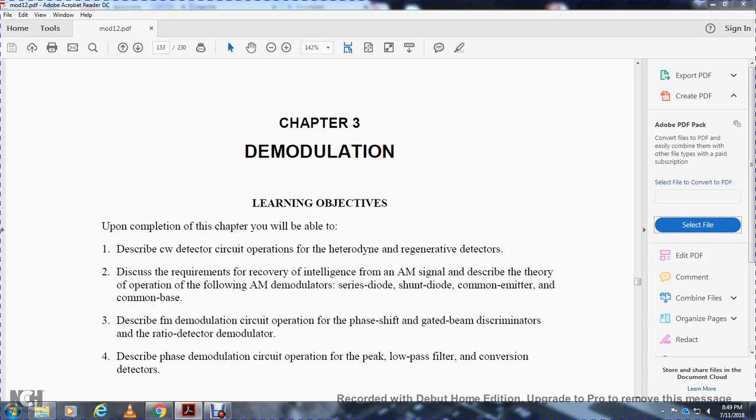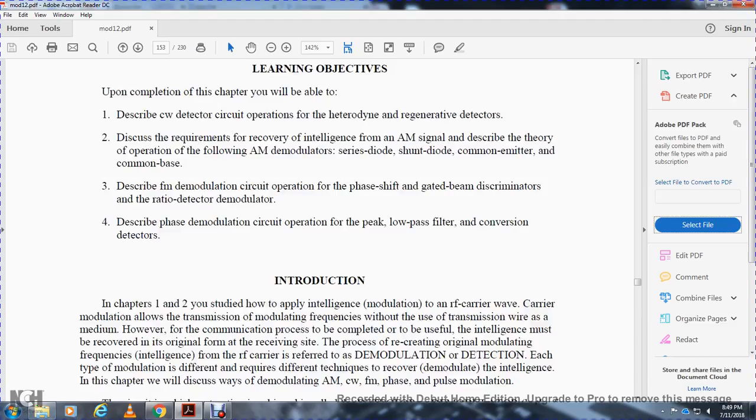Describe how the frequency demodulation circuit operates with phase shift, the slope discriminator, the ratio detector, and the phase demodulator. Describe the phase demodulator circuit that operates with a peak detector and low pass filter circuit version of detectors.